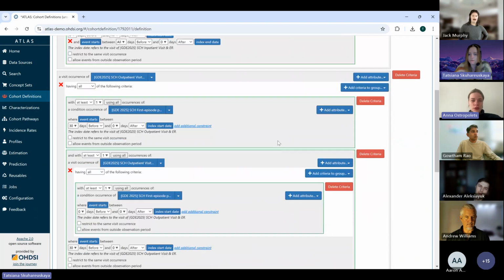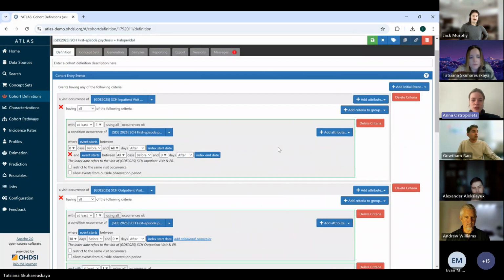Okay. What I'm still not quite sure about, because I've never done it this way, is if the index end date refers to the end of the visit. I think it should, but we will need to check.